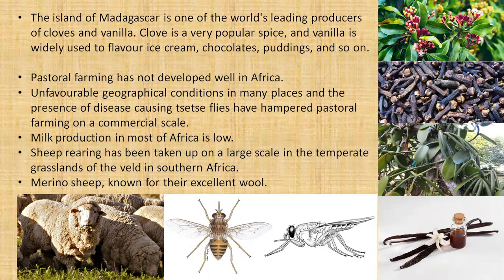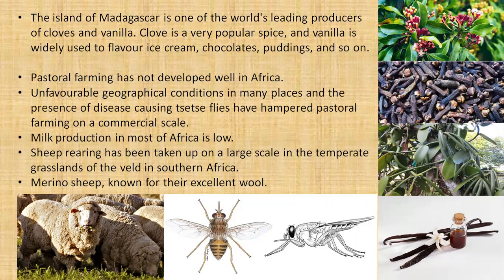The pastorals getting disease from the tsetse flies hampered pastoral farming on a commercial scale. They have some small scale farming, but it is not a commercial scale business. There are no big farms, mainly because of unfavorable geographical conditions and diseases caused by tsetse flies. This is a very important thing.